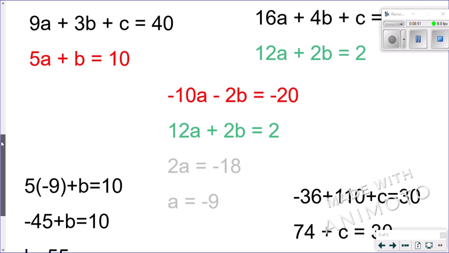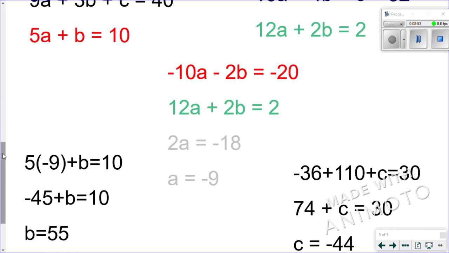Okay, so then just like I did with our solving systems, I take that -9, I plug it in for a in either one of my red or green equations. I chose red. So I did 5 times -9 plus b equals 10. 5 times -9 is -45. Add 45 to both sides. I get b equals 55.